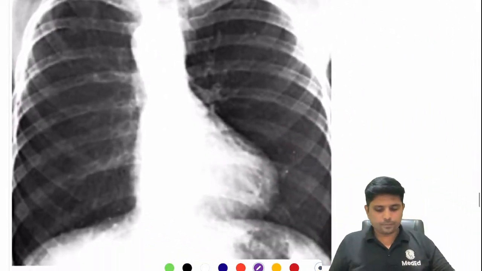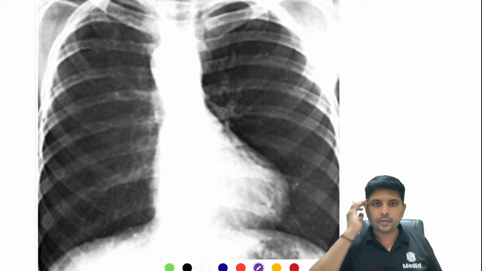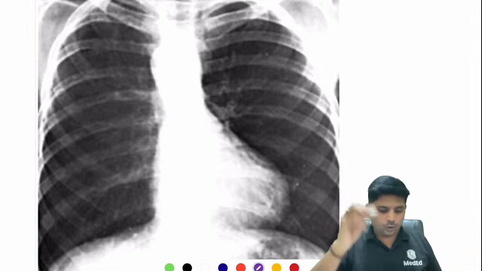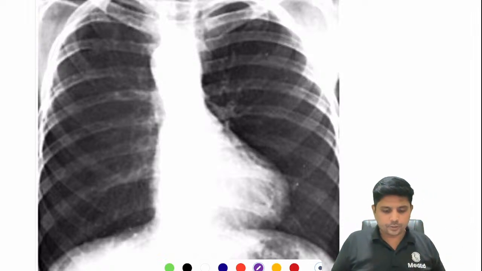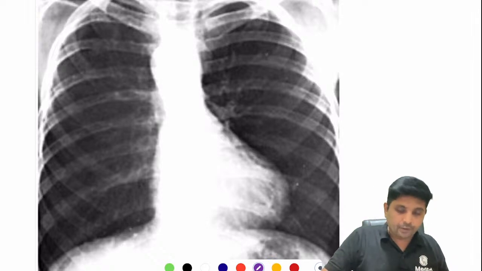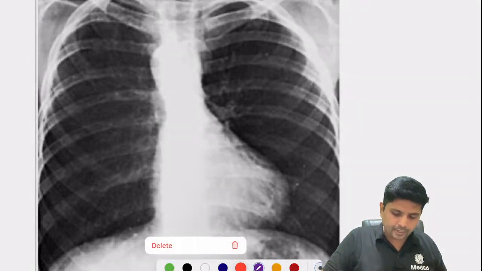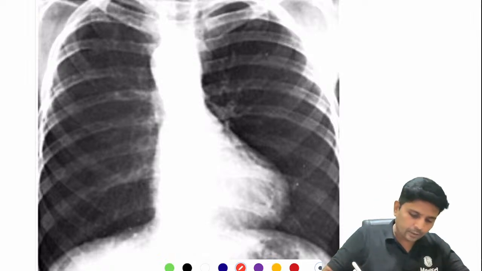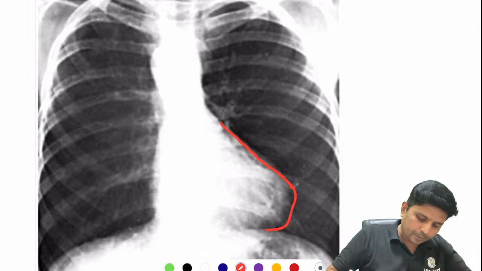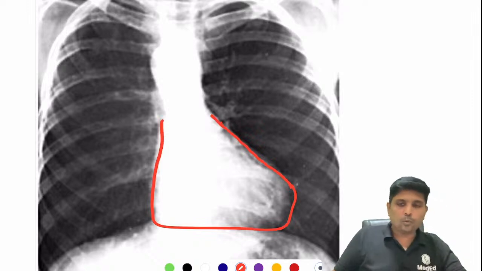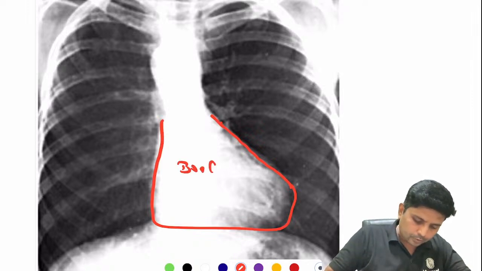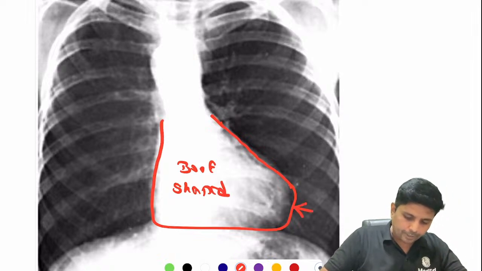So, can you tell me what this is? I have just shown you the X-ray. Look at this. There are no pulmonary blood vessels, and you have a boot-shaped heart with an upturned apex. What are the findings here? One, you have a boot-shaped heart. Two, you have an upturned apex.